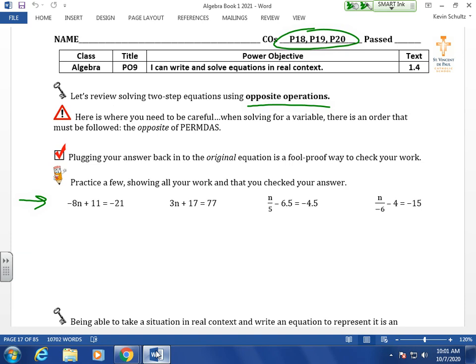So negative 8n plus 11 equals negative 21. What operations are in that equation as it is written? What operations does that equation have, Will? We're multiplying. We're multiplying negative 8 times n, and we're also adding. We're adding 11 to that product. Okay? Which one do we start with? The multiplication or the addition? Adam?